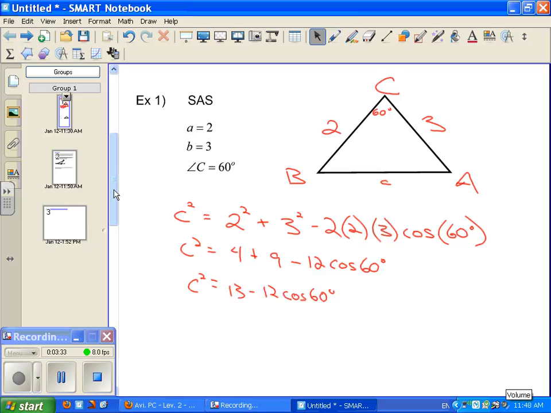Finally, I'm at a point where I have to type things into the calculator in order to get my decimal. The cosine of 60 degrees is a half, times 12. So I'm going to have 13 minus that answer. Okay, so I get c squared equals 7. So square root of both sides. So c is going to come out to be the square root of 7.